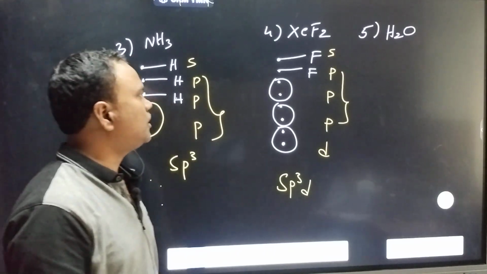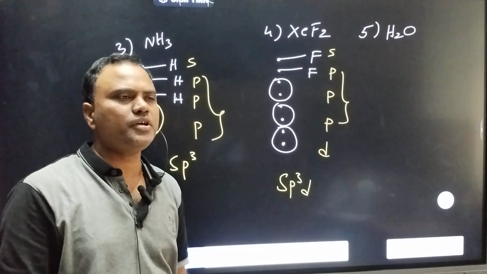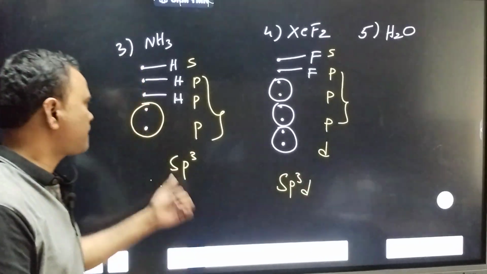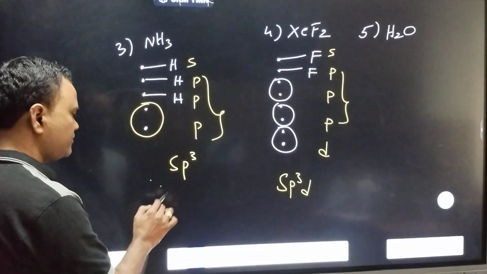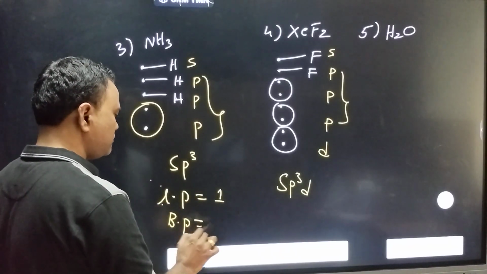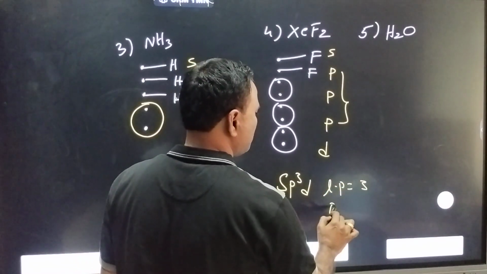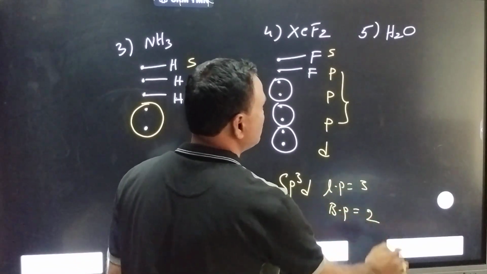Okay. Number of lone pairs, three lone pairs. Number of bond pairs, two bond pairs. Here lone pairs are three, bond pairs are two.